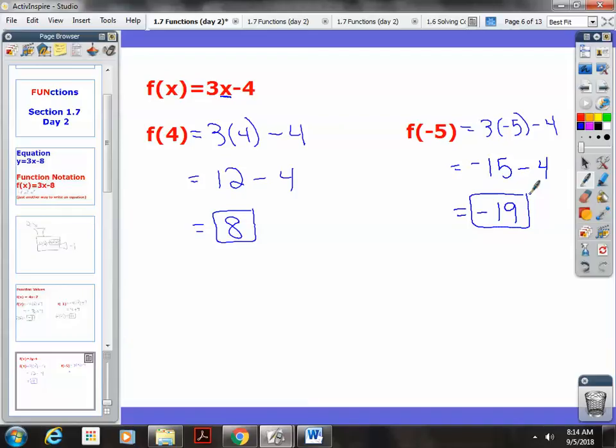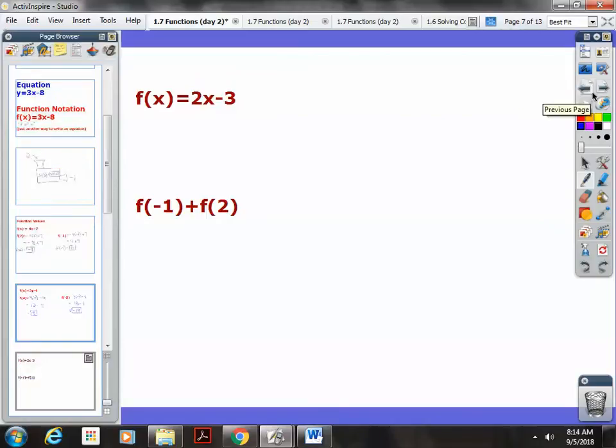Good job. Negative 19. Okay, so we're going to take this a step further. You knew that couldn't be all we were doing, right? How about this one? I want you to copy down this function. Copy down f of x equals 2x minus 3.